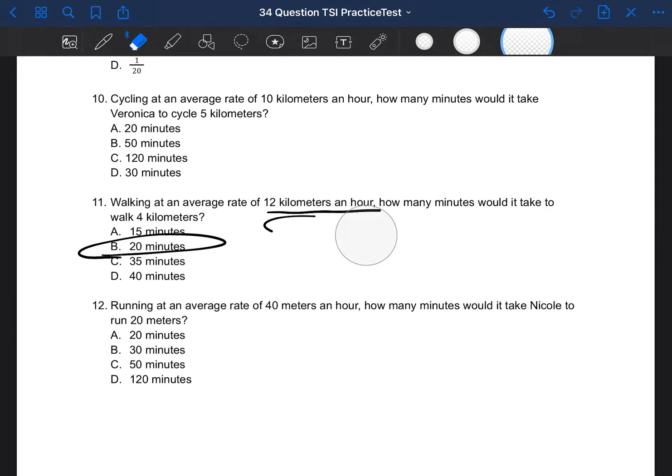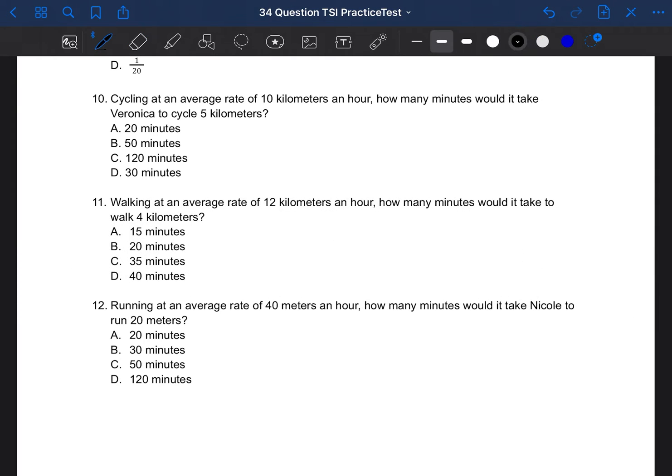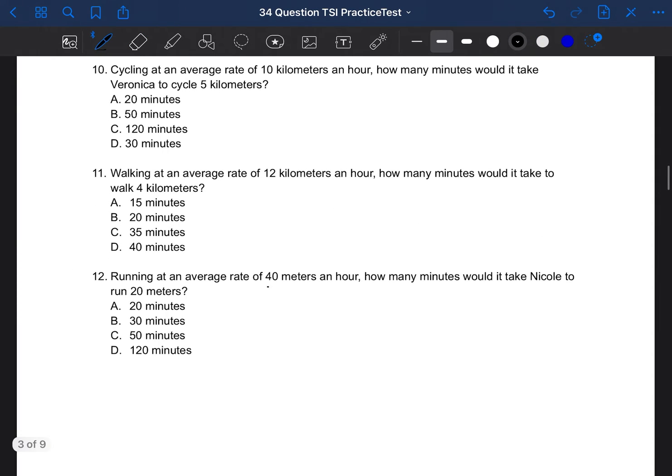Okay, let's go ahead and practice the skill one more time, a little less explanation each time. Okay, so 40 meters in an hour. How many minutes would it take her to run 20 meters? So we're converting an hour to minutes.